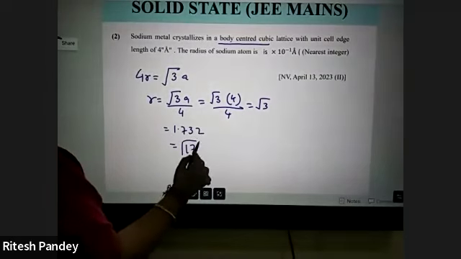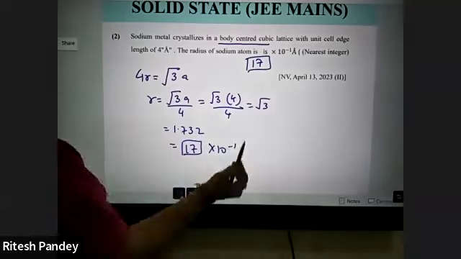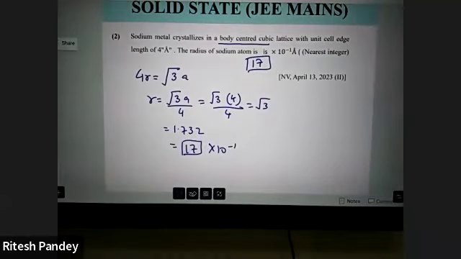Could be written as 17 as an integer into 10 to the power minus 1. So that's the basic answer which I need here. The nearest integer is 17. I hope I'm being understood. Question 2, 17 is the right answer.